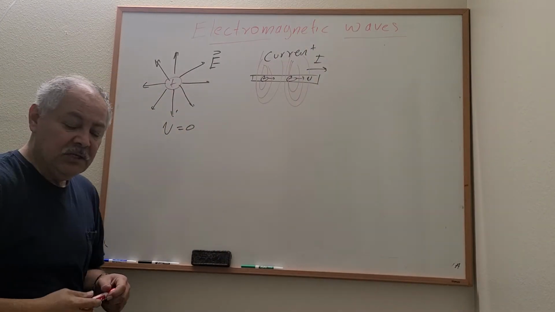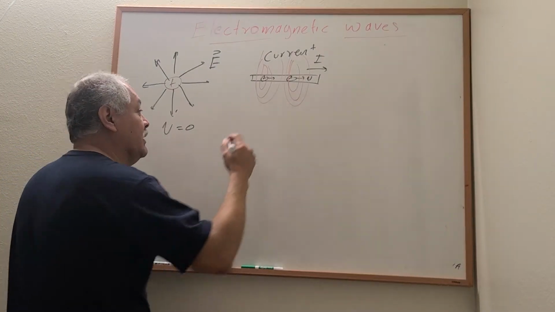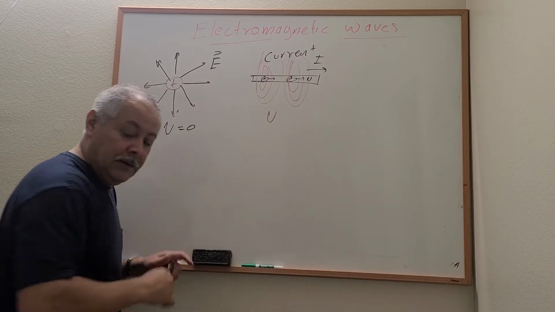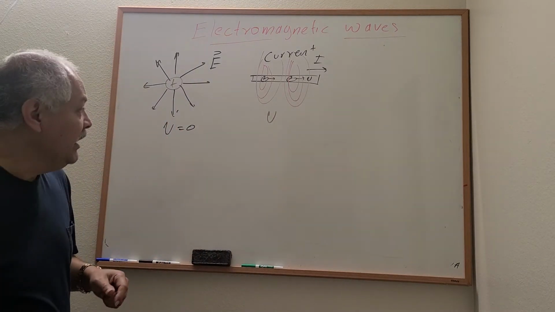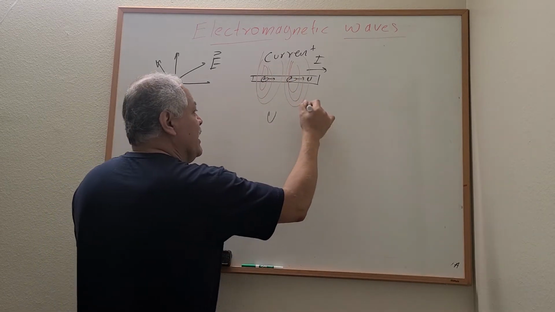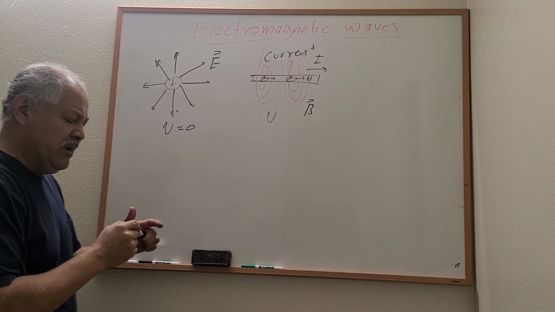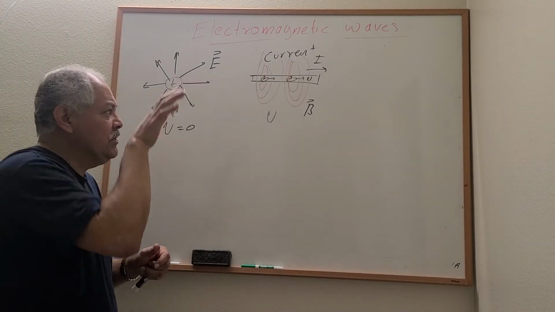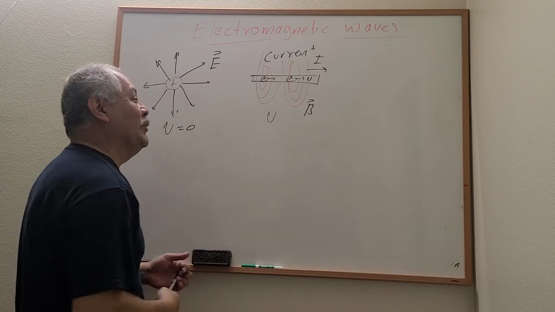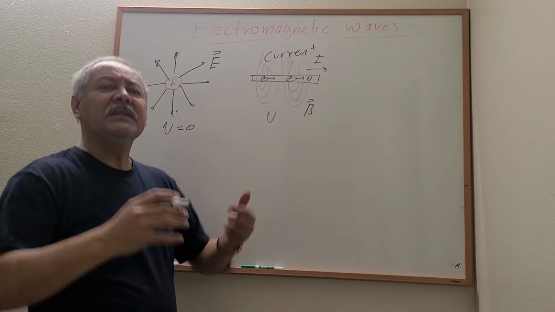This is a case when we have charges with some velocity v, and these charges produce a magnetic field. Remember, we use the right-hand rule to see the direction. If the current goes in this way, the magnetic field goes in that way. Perfect. Now, what happens if the charge accelerates?